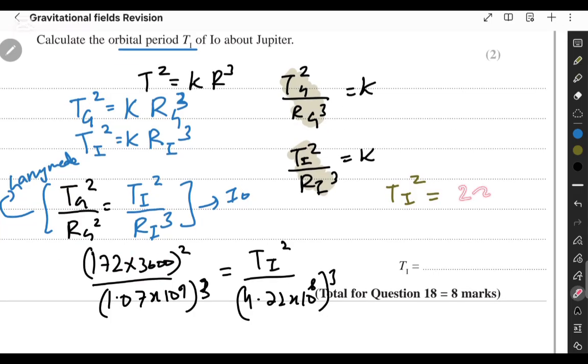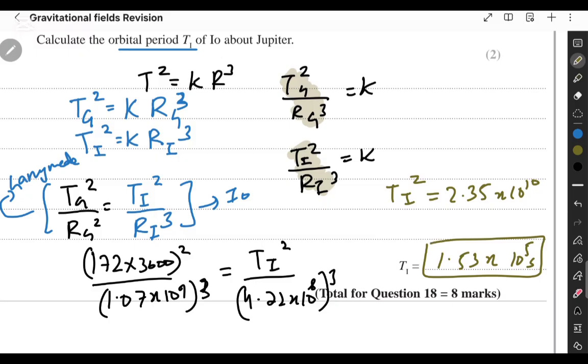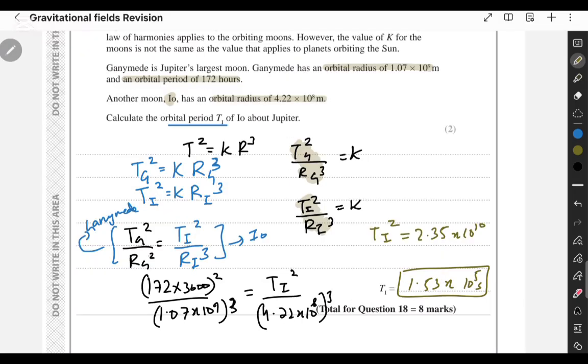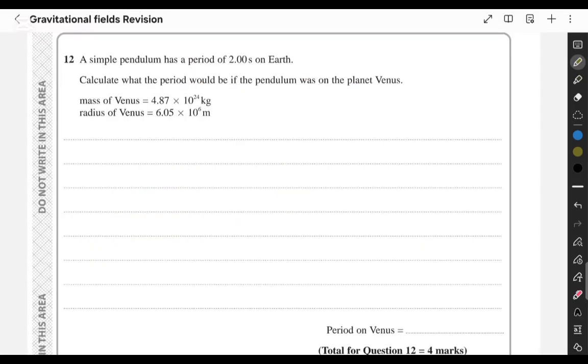So this is going to be 2.35 times 10 to the power of 10, and the final value of the time period is 1.53 times 10 to the power of 5 seconds. That's going to be your answer. Okay, welcome back to another exam walkthrough.